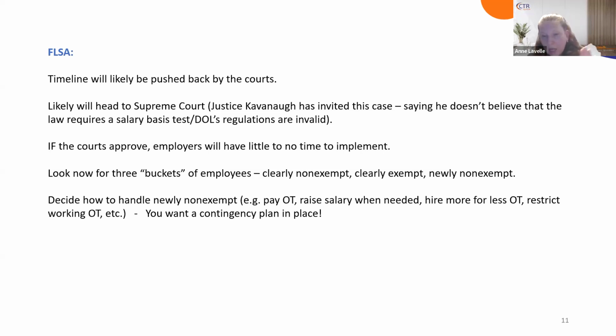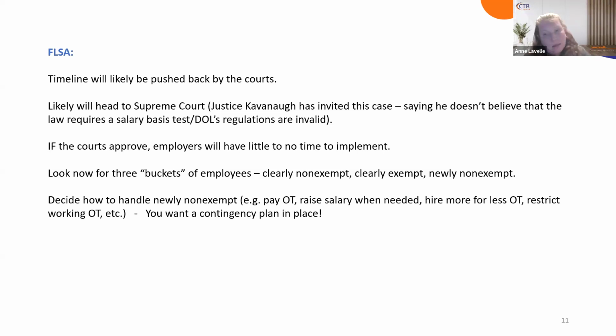I'm just going to accept that that's the case. I can raise the salary, right? I can bump them up into the 800s and then into the 1000s, knowing that every 3 years under this new rule, these metrics are going to increase. I can hire more employees, so I don't have to pay overtime, but the cost of benefits may be a detriment there. I can restrict working overtime, right?